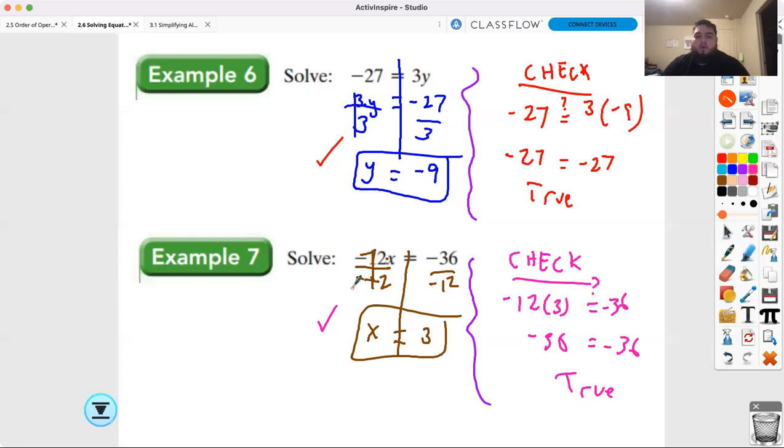Now, if you're always getting a true statement when you're checking, more likely you got it right. Or sometimes mistakes happen in the check, right? Sometimes we forget to simplify correctly. Are there any questions on example 6 and 7 before I move on? Any questions on the steps, on the simplifying, on the solving, or the checking?